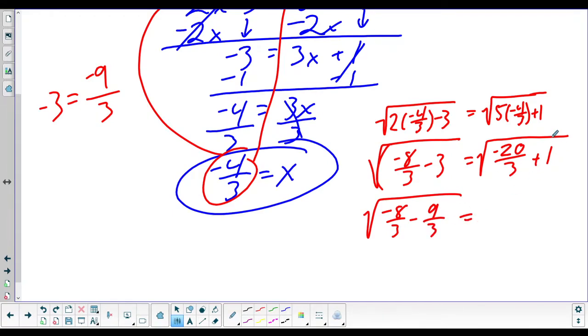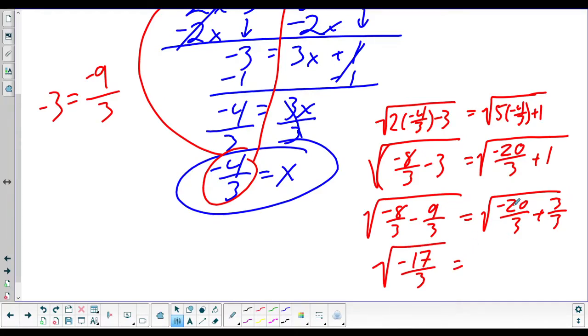Here, we need to make 1 a number over 3. That one's pretty easy. That one's going to be 3 over 3. All right. So we get negative 8 minus 9 is negative 17 over 3 equals negative 20 plus 3 is also negative 17 over 3. So it looks like they're equal and it works.